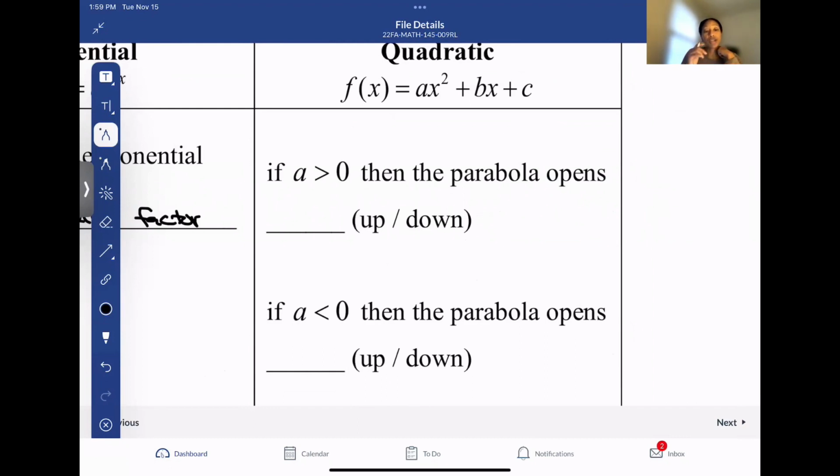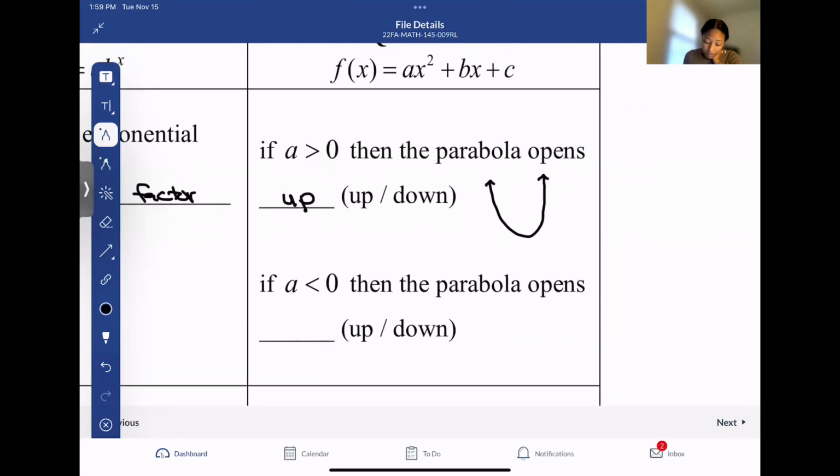If a is greater than 0, we have a parabola that opens upward. A picture of what that might look like would be something like this, like the graph of x squared. That's an upward opening parabola. If a is less than 0, we have a parabola that opens down, and that's something like what we saw earlier.